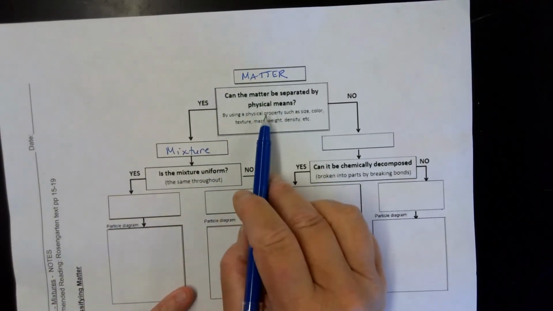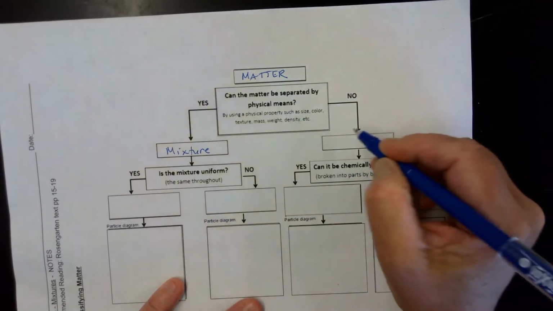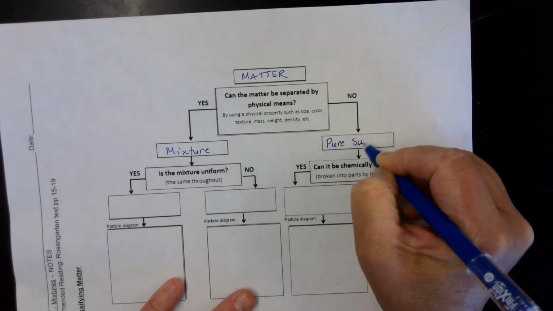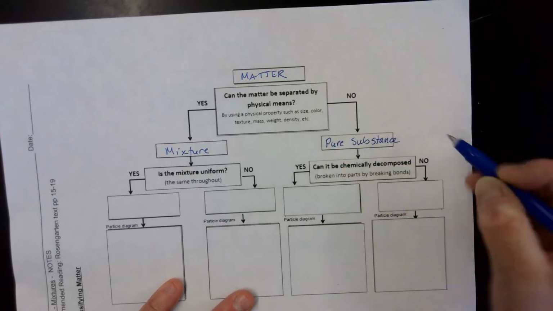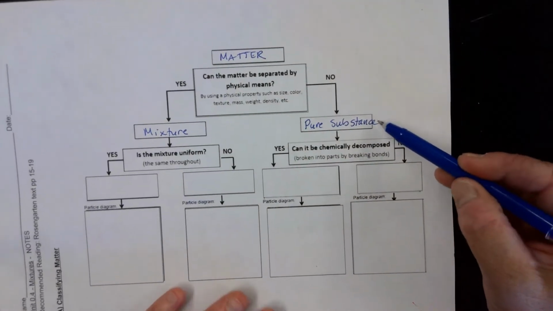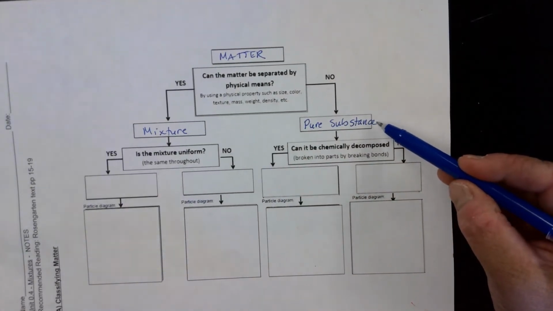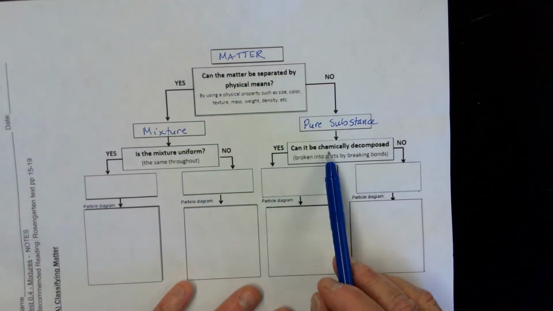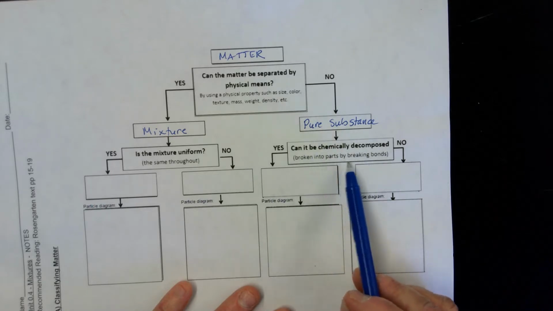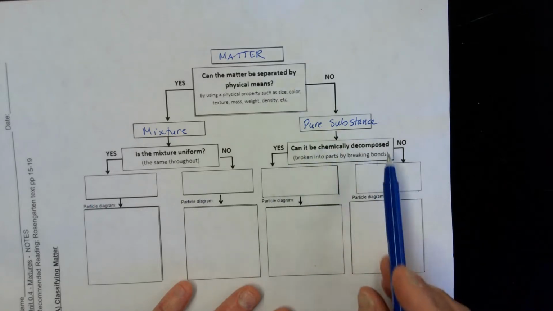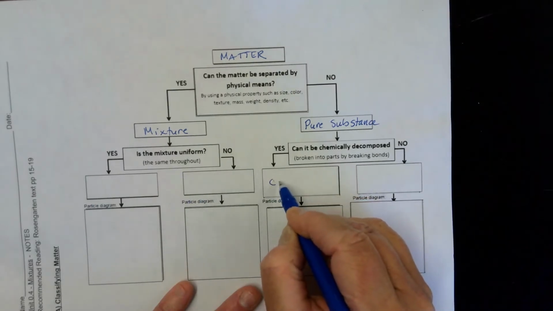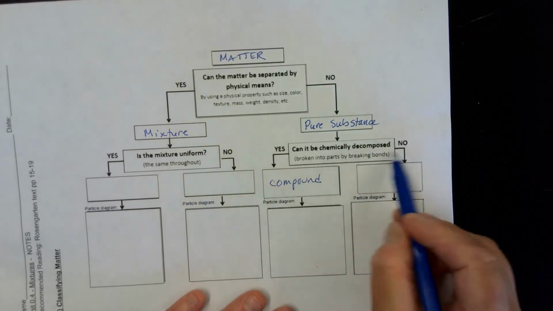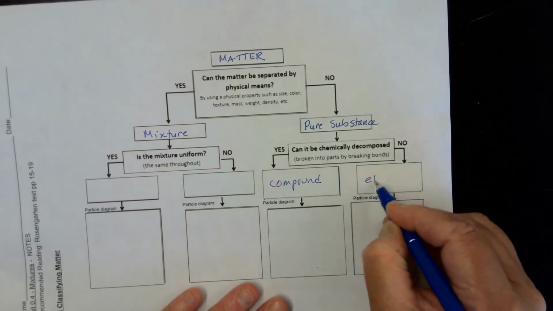And if you cannot separate that matter by physical means, we would classify that type of matter as what is called a pure substance. And we're going to start on this side because we've already talked about pure substances, whether or not you recognized that's what we were talking about. Because if you have a pure substance, if it can be chemically decomposed, broken into its parts by breaking chemical bonds, we are talking about a pure substance, which is called a compound. If you cannot chemically decompose that pure substance, it is an element.